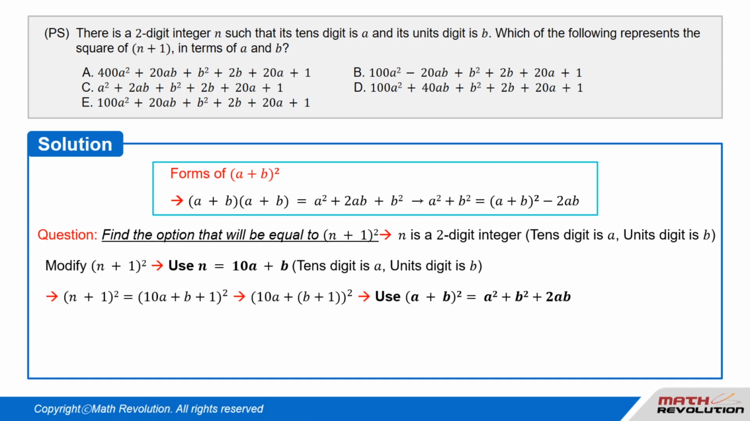We are going to modify (10a + b + 1)² to (10a + (b + 1))², so that we can use the form (a + b)² = a² + b² + 2ab.